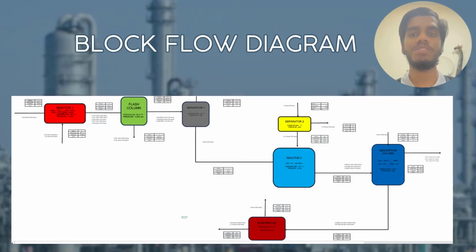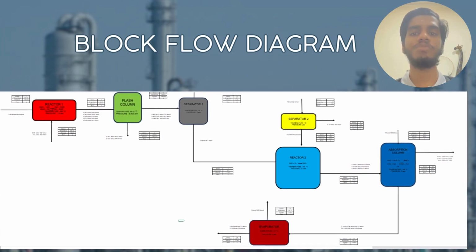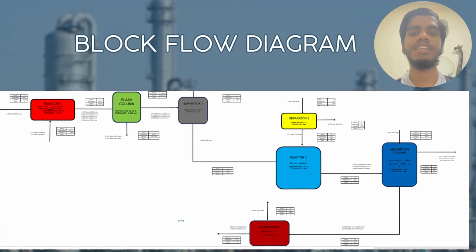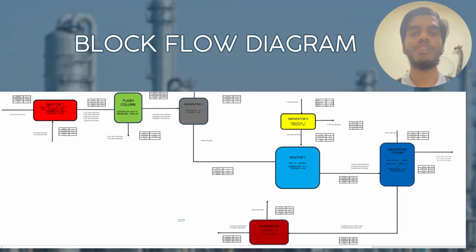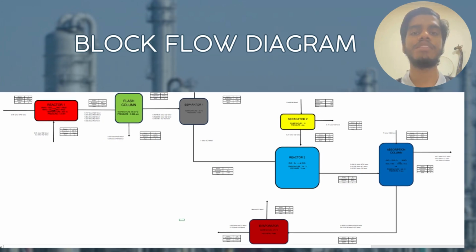Now, we'll be talking about our block flow diagram. Every single group member of Nitric Hub will be explaining their block flow diagram in more depth, but for now I'll just give a brief overview. As you can see in our block flow diagram, our feed material, anhydrous ammonia, enters reactor 1, and our final product, which is nitric acid, leaves from our final component, which is the evaporator. In total, there are 7 units in our block flow diagram, which are essential in producing strong 95% nitric acid.